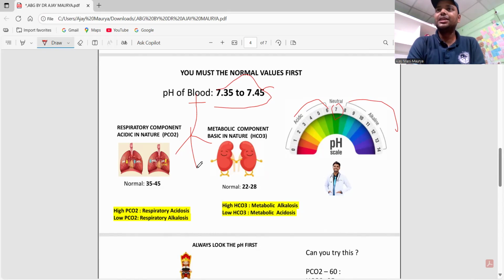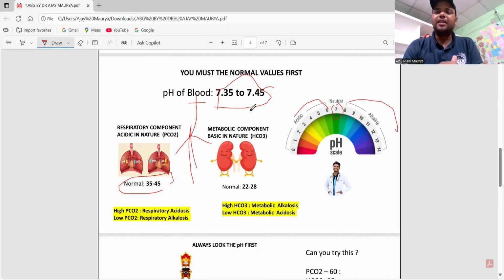The respiratory component is CO2, which is taken care of by the lungs, and the metabolic component, the bicarbonate, is taken care of by the kidney. The normal value of CO2 is 35 to 45 mmHg. Remember, from 7.35, just remove the 7 and it becomes 35 to 45.